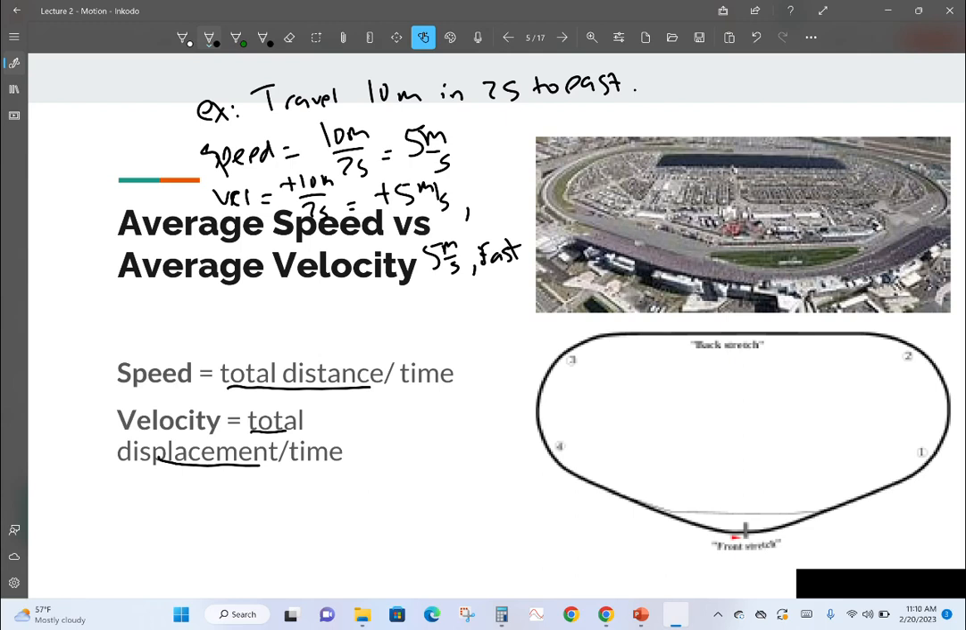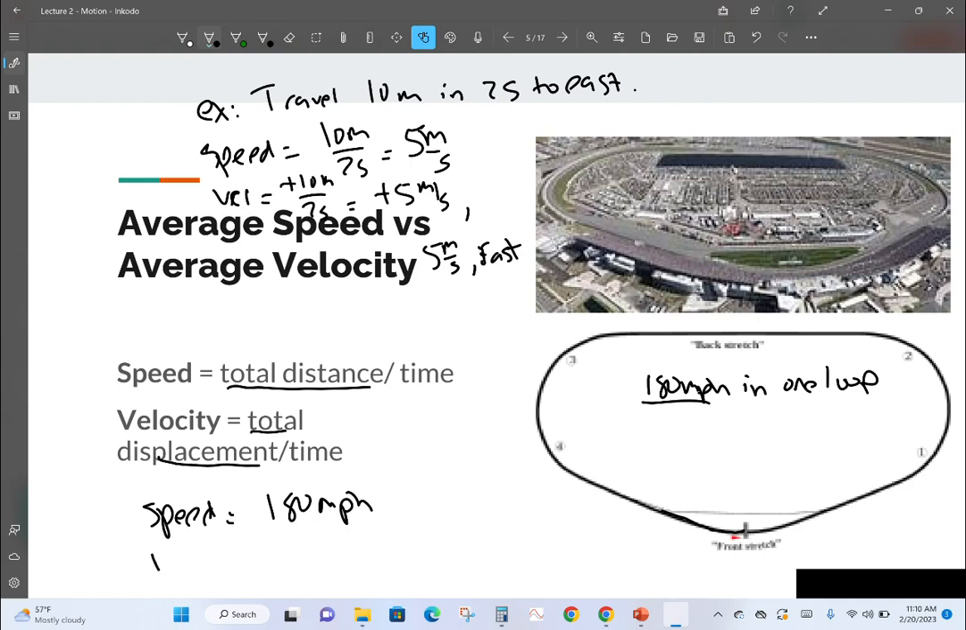But what about this track? Okay, let's say that this race car travels an average of 180 miles per hour in one loop. The average speed is going to be 180 miles per hour, right? And I could change that to meters per second if I wanted to.